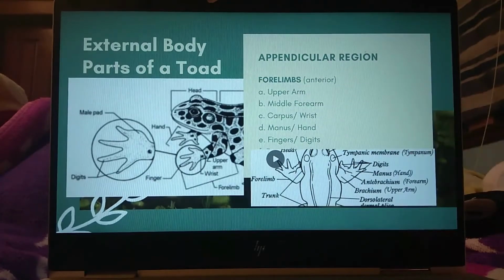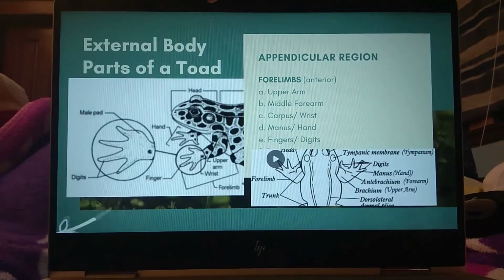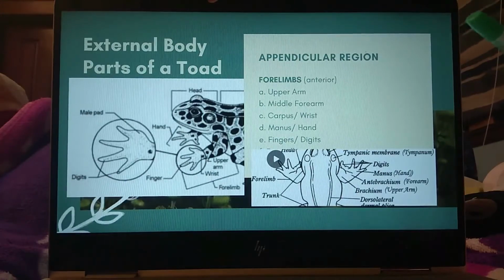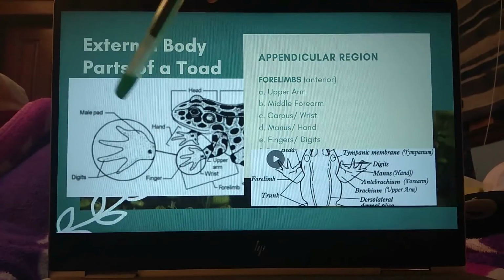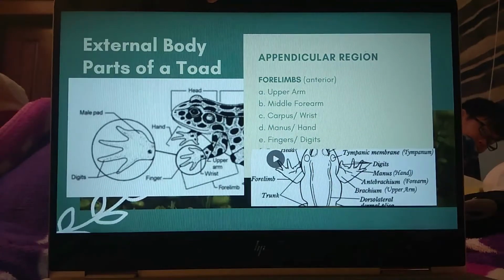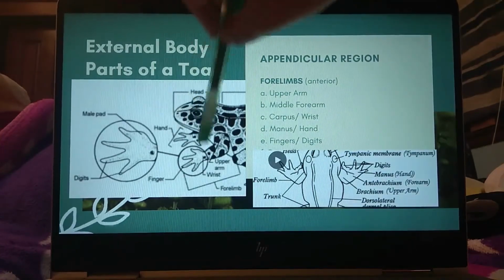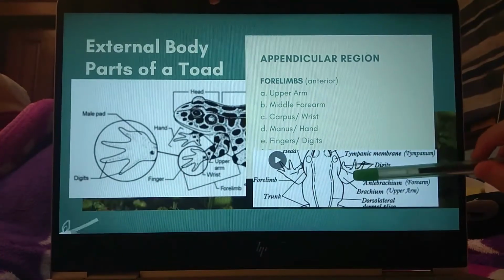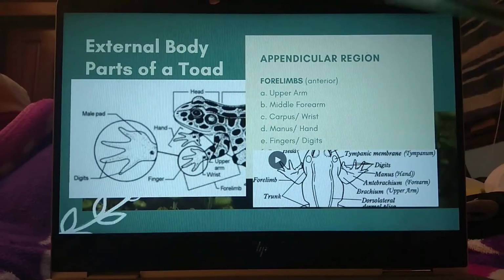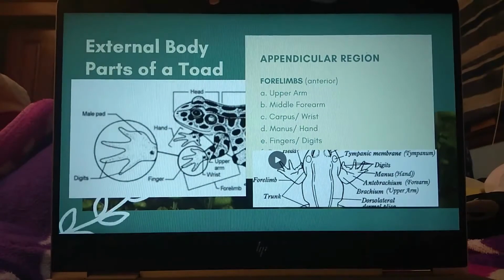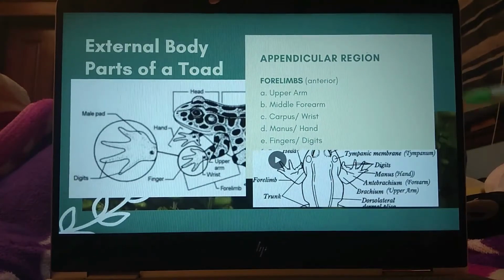And we have the carpus or wrist, which is found next to the forearm. So next to the middle forearm, we have the carpus or wrist over here. Sorry, I meant to say the manus or hand. This is the manus or hand. And next we have the fingers or digits, which are 4 in number. And last is the prepollux, which is the rudimentary first finger, a short stump on the inner side of the hand.